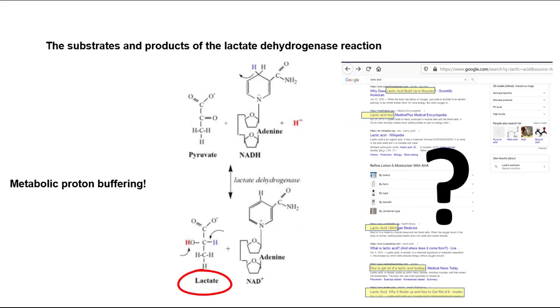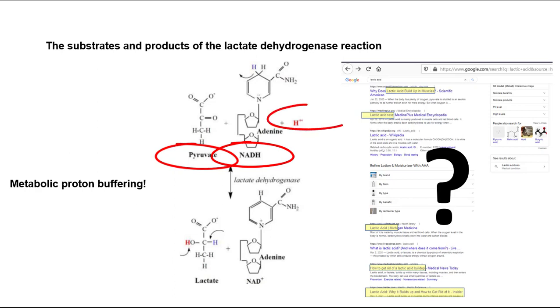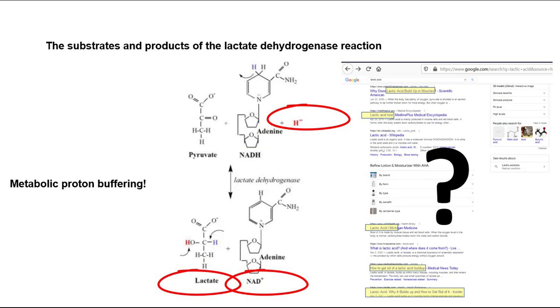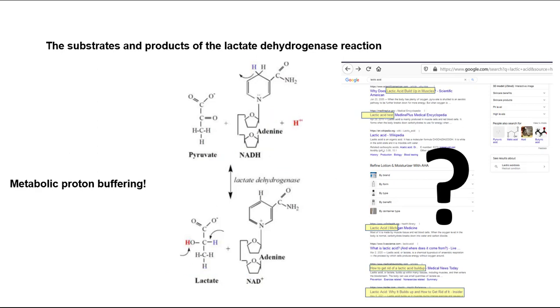Lactate is produced by the lactate dehydrogenase reaction, as shown here. For this reaction, the substrates are pyruvate, NADH, and a proton, with the products being lactate and NAD+. The protons that are released from glycolysis do not come from the production of either lactic acid or lactate. This is interesting, right? Lactate is not a harmful molecule.